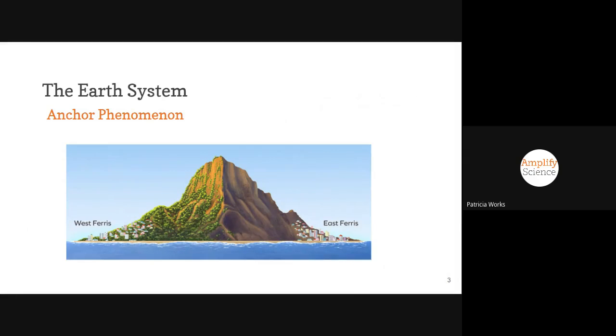Students are introduced to the cities of East Ferris and West Ferris, which are located on different sides of a mountain on the fictional Ferris Island. East Ferris is having a water shortage, while West Ferris is not. Investigating what determines how much water is available for human use leads students to explore how parts of the Earth system interact.